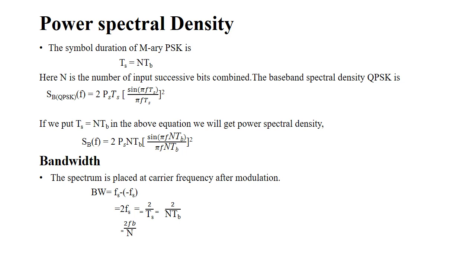Then we have to find out the bandwidth of the M-ary PSK. So the spectrum is placed at the carrier frequency after the modulation is over. So that is bandwidth is equal to Fs minus of minus Fs, that is 2Fs equal to 2 by Ts is equal to 2 by N Tb, that is 2Fb by N. This is the bandwidth of M-ary PSK.